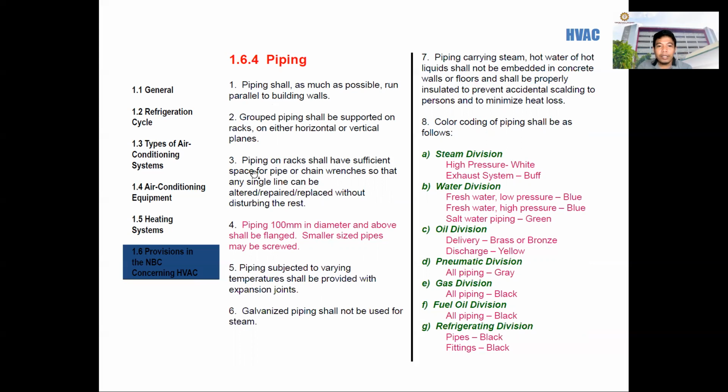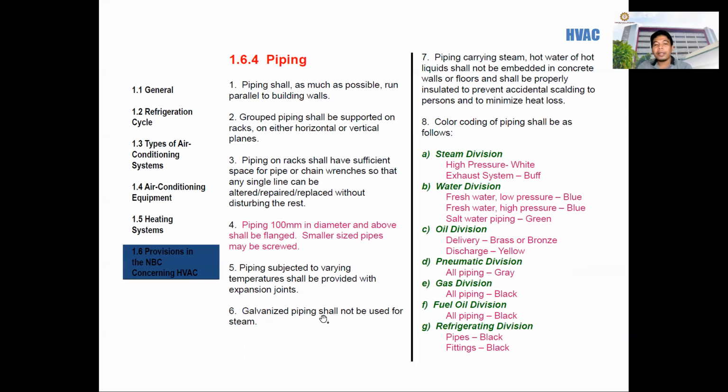Also, you have pipings on racks shall have sufficient space for pipe or chain wrenches so that any single line can be altered, repaired, or maybe replaced without disturbing the rest of the pipelines or the pipings. And then number 4, piping 100 millimeter in diameter and above shall be flanged. Smaller size pipe may be screwed. So next, number 5, piping subjected to varying temperatures shall be provided with expansion joints.